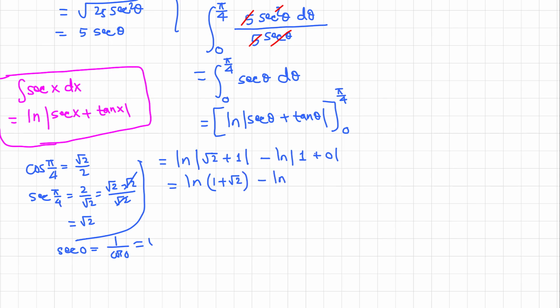Minus natural log of 1 plus 0, which is just 1. And we know the value of natural log of 1. This is 0. So the final answer is basically natural log of 1 plus root 2. This will be a decimal number, but we just leave it there.